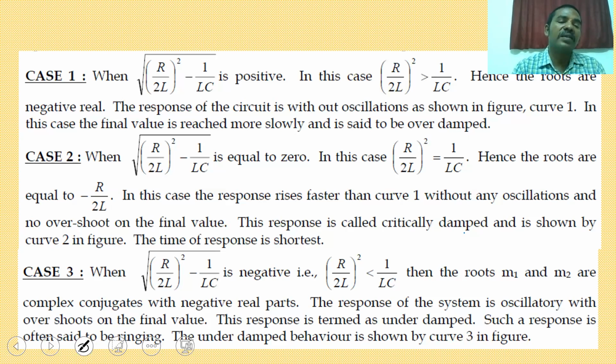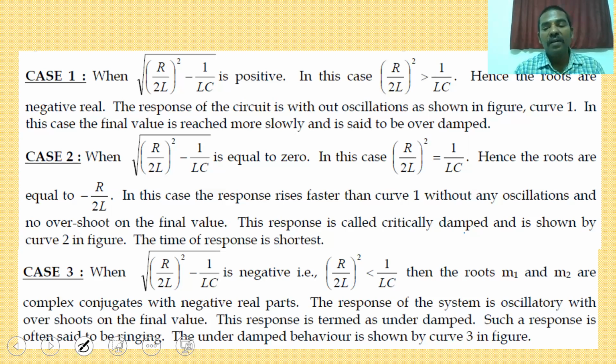And the last case is when the expression under the radical, (R by 2L) whole square minus 1 by LC, is negative. So (R by 2L) whole square is less than 1 by LC, and you get complex conjugate roots m1 and m2. This condition you can call an underdamped condition.